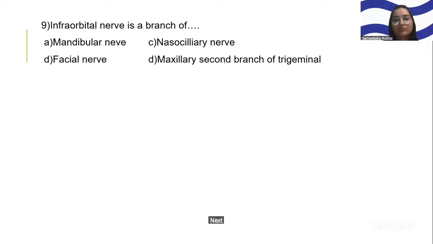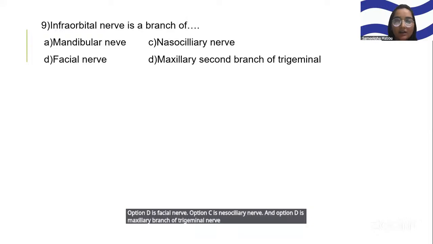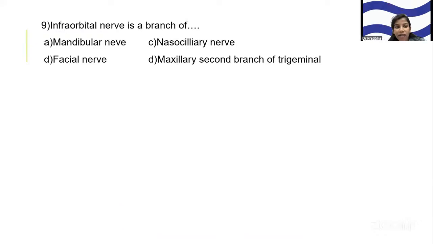Next question. The infraorbital nerve is a branch of which nerve? Option A is mandibular nerve. Option B is facial nerve. Option C is nasociliary nerve, and option D is maxillary branch of trigeminal nerve. I'm really sorry for this mistake. Here is a correction: facial nerve is option B, not D.